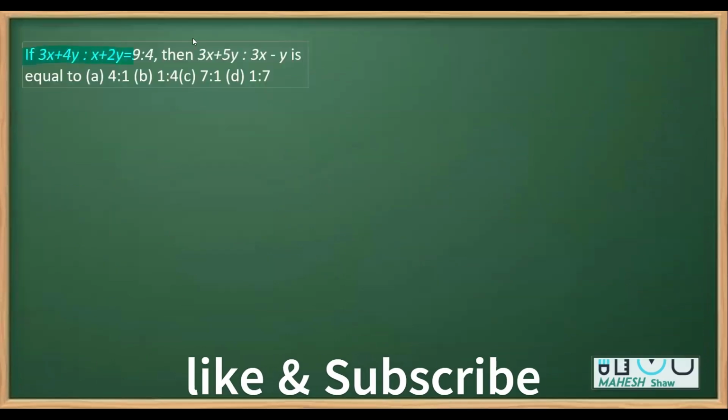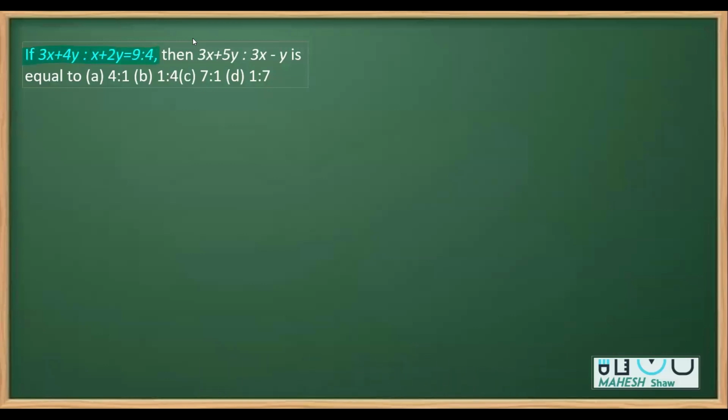The next question, which is an MCQ, we are given the ratio of 3x plus 4y is to x plus 2y is 9 over 4. And what we have to obtain is the ratio of the other expression. So let's say if I write this: 3x plus 4y over x plus 2y is equal to 9 over 4.